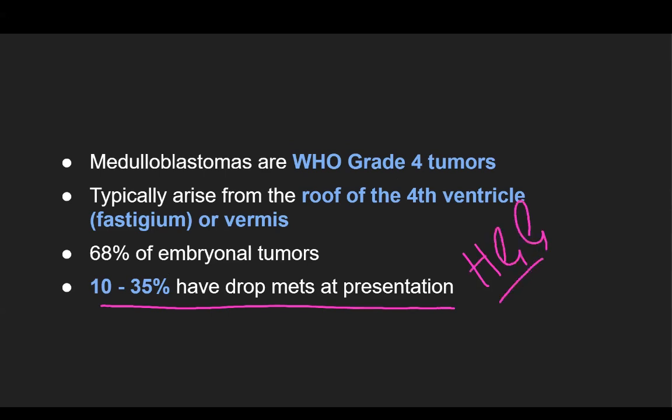It's very easy to remember. Can anyone volunteer, please? Even in the chat box, that's fine. No one? Okay. Yes, ma'am. So 10 to 25%. Okay, yes, we do have a few replies. 10 to 25%. That is the rate of drop metastasis in high-grade gliomas, whereas in medulloblastomas, it is 10 to 35%.